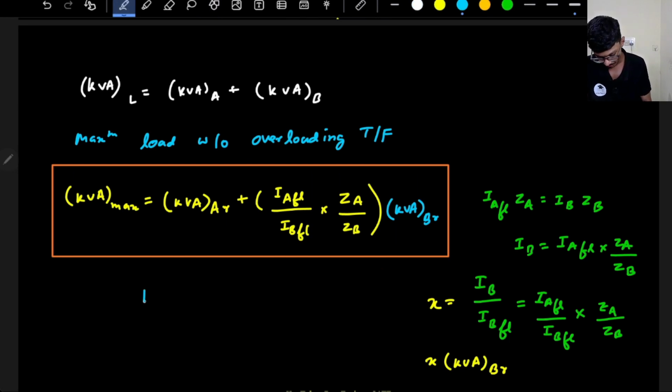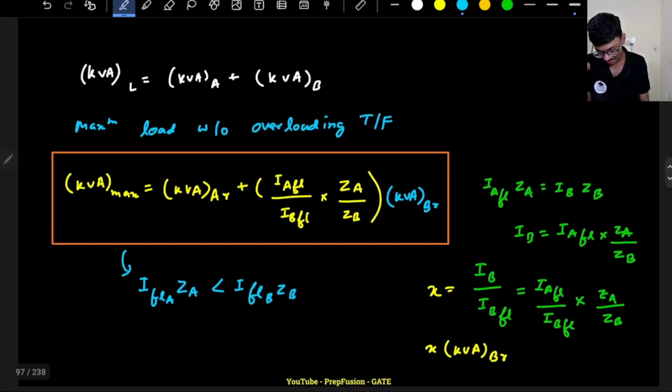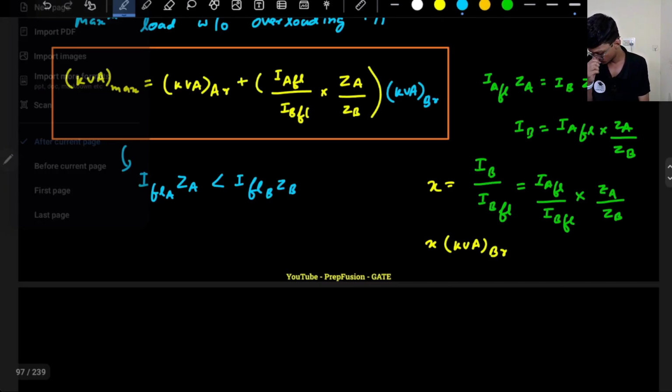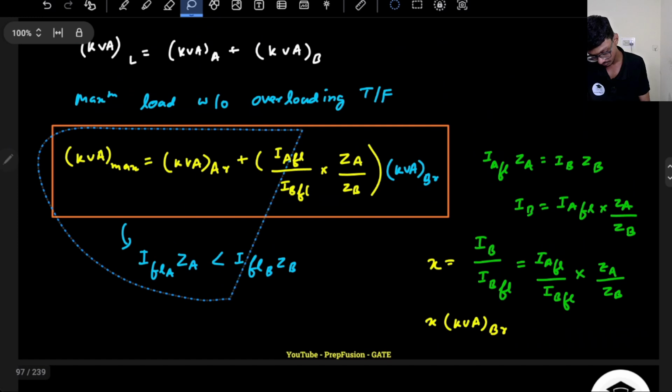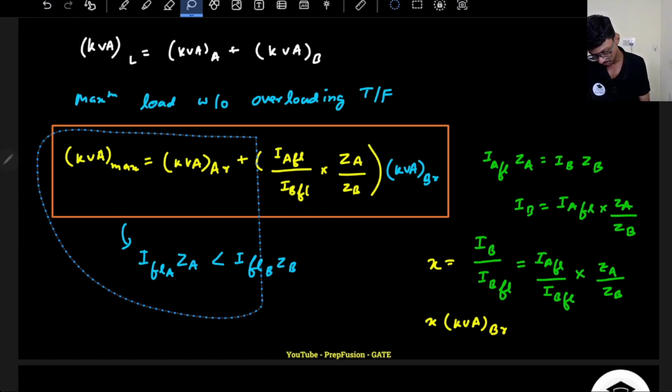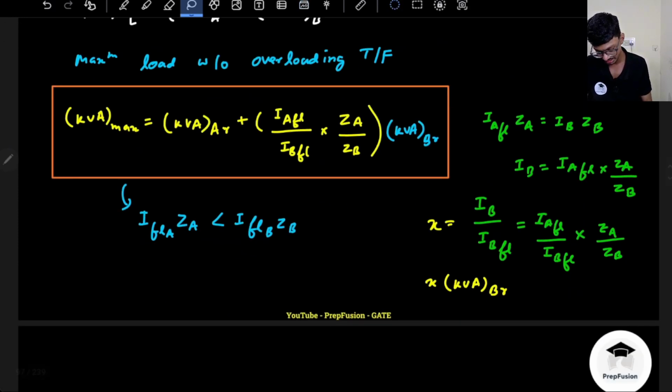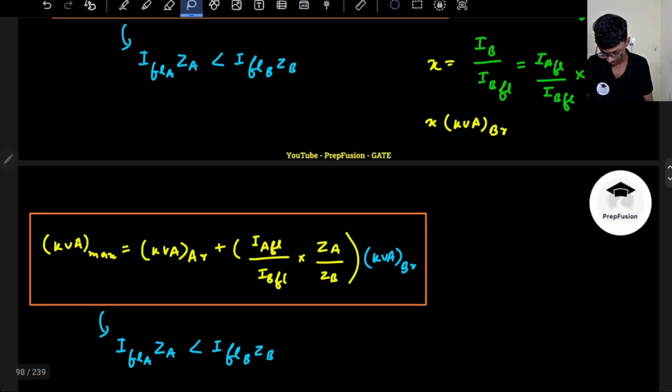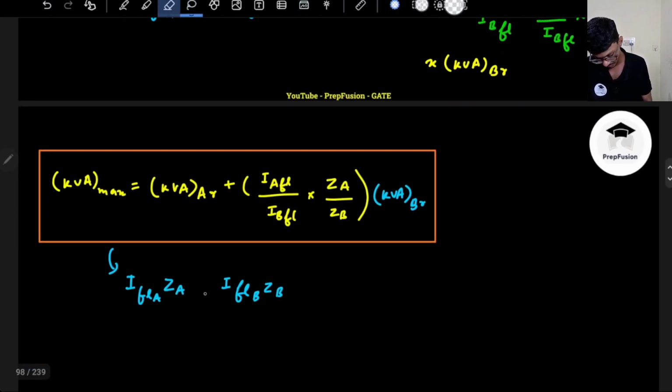That is, this is valid only when IFLA into ZA is less than IFLB into ZB. Now I can flip the formula. If my transformer B this time reaches the rated condition first, then this will be flipped simply, so this will be greater than. So transformer B will now reach rated condition, the full load condition, first.